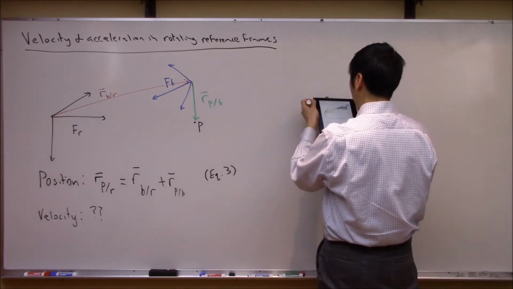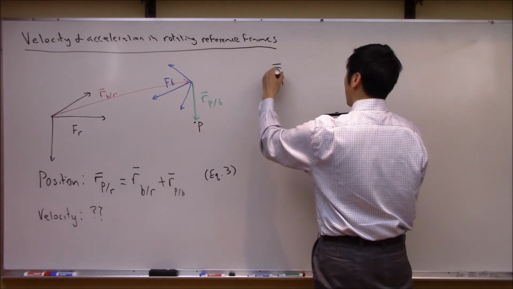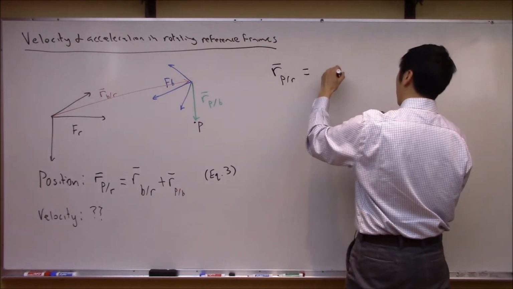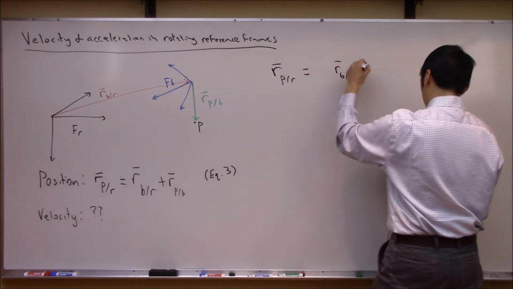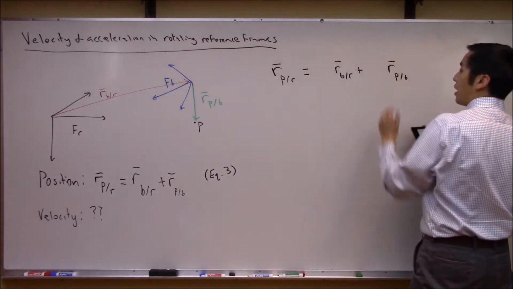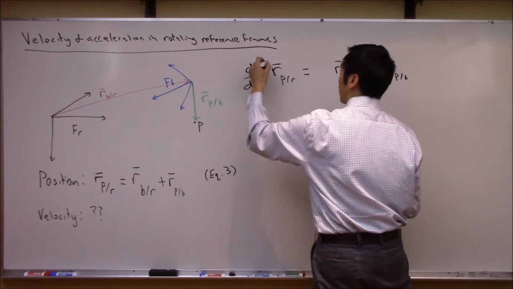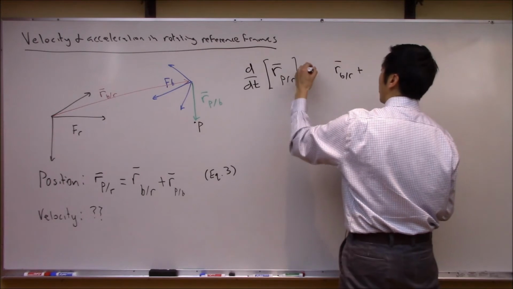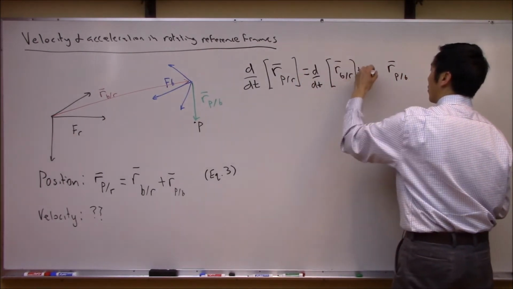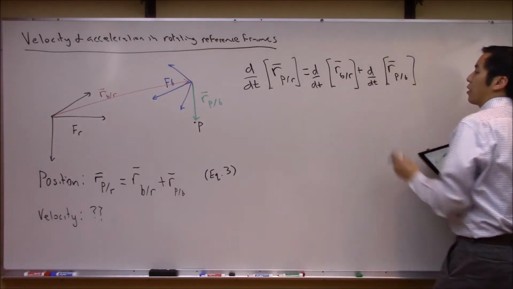So again, let's write this down here. I have the position vector, R_P with respect to R. This is going to be R_B with respect to R plus R_P with respect to B, right? And now all I want to do is take the derivative of this, d/dt, of this thing. So I'm going to go ahead and d/dt both sides.